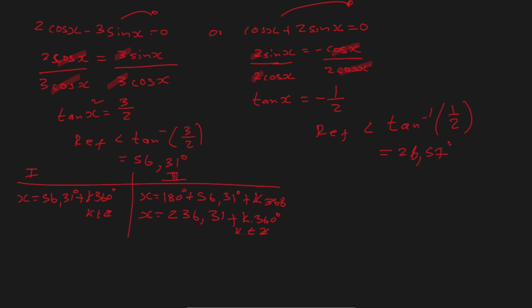So now if you take the inverse tangent of 1/2, that is going to give us 26.57. Okay, so now that we have the reference angle, we can put in our quadrants. If you look at this, tangent is negative where? Tangent is negative on the second quadrant and on the fourth quadrant.